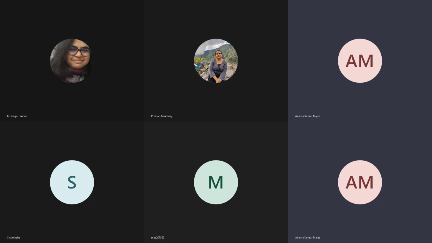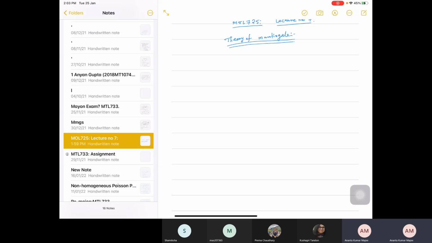New chapter that is basically a theory of martingale. In this chapter we will consider two cases: one is discrete time martingale and another is continuous time martingale. First I will take two to three classes on discrete time martingale, and then you will see that all the results of discrete time martingale hold, or can be extended to continuous time martingale.